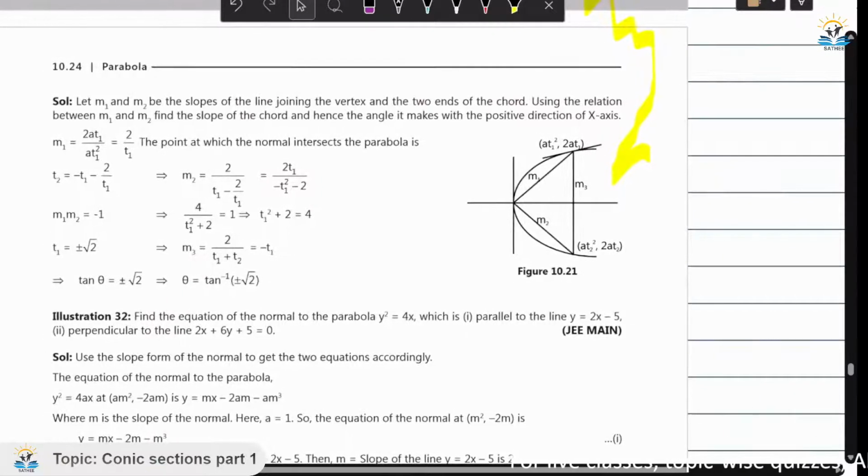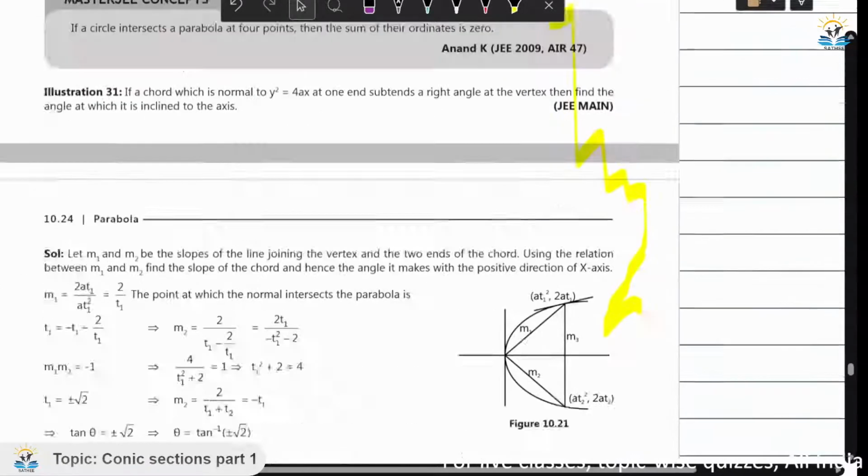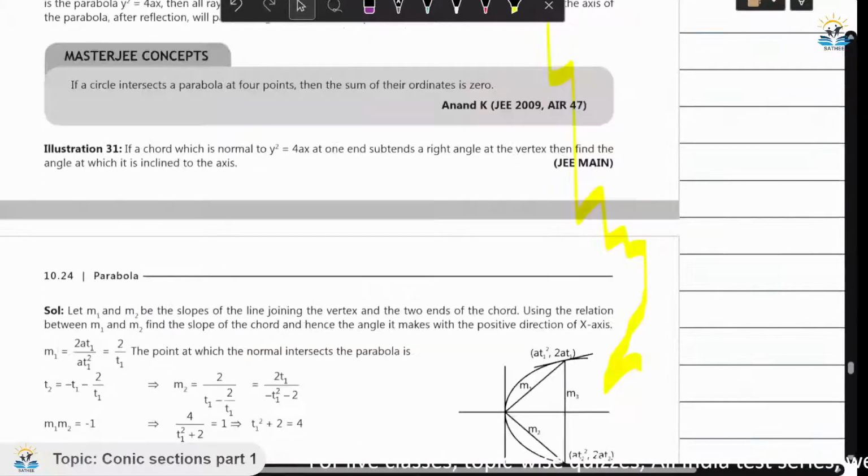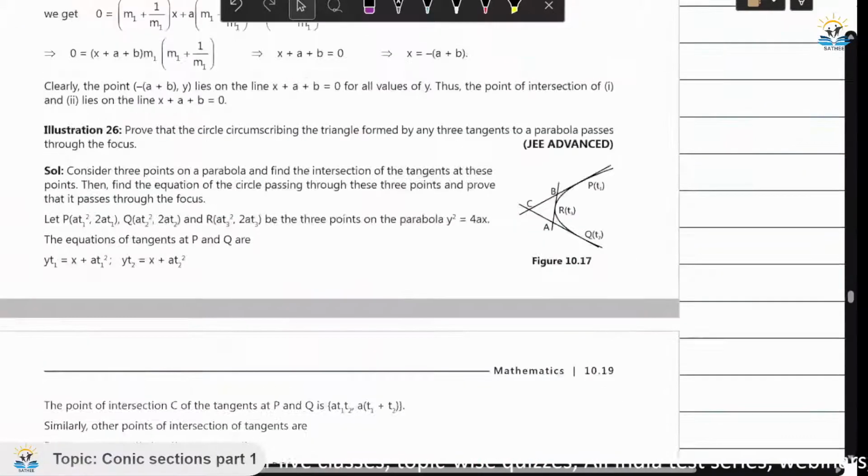So let's do this. Okay, there's a glitch, I suppose. No, there is not a glitch. It's not. So let's do some questions.